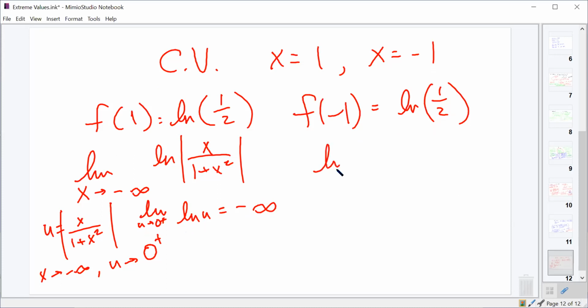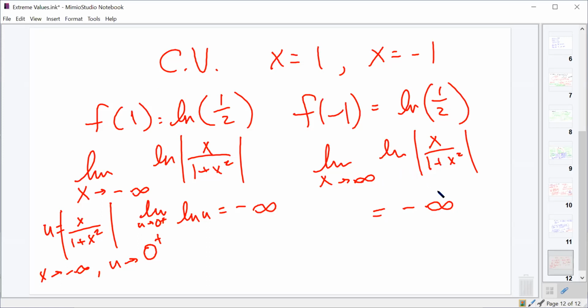What about if we look at the limit as x approaches positive infinity of the natural log of the absolute value of x over 1 plus x squared? What's going to happen? We're going to do the same substitution, right? And what are we going to end up with? As I go towards infinity, this is still going to be approaching 0 from the right-hand side. And so it's still going to be negative infinity.